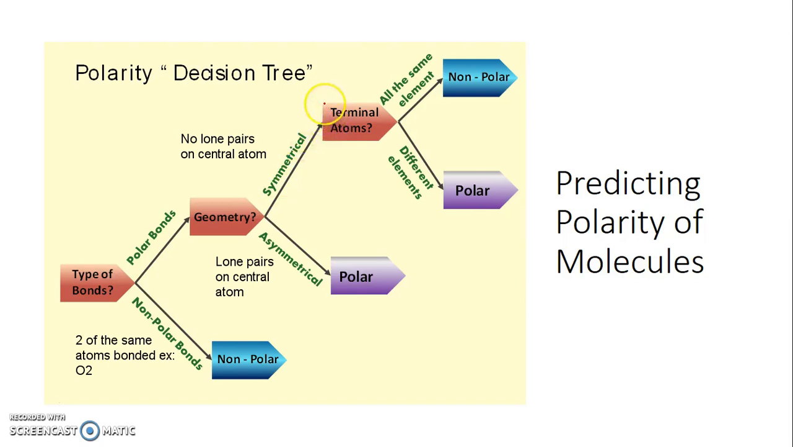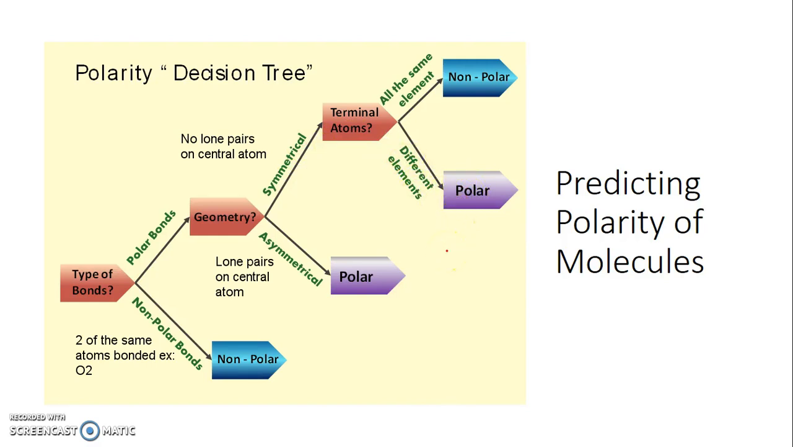So if it's symmetrical, we still have to check one other thing. Are all the terminal atoms the same? If all the terminal atoms are the same and there are no lone pairs, the molecule is nonpolar. If the terminal atoms are different, even though there are no lone pairs, if there are different elements, then we would call that molecule polar.